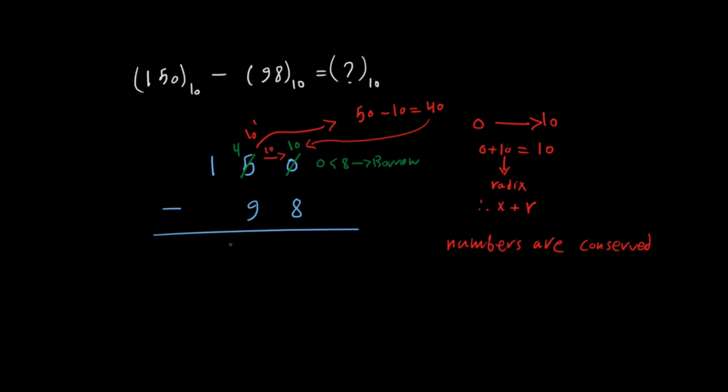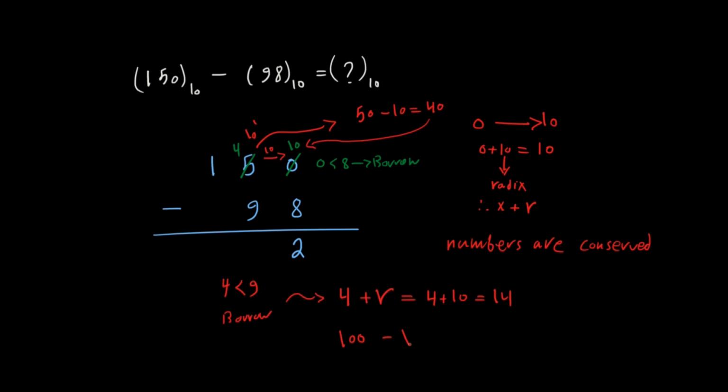Now we have 10 minus 8 equals 2. Then we continue, 4 minus 9, but 4 is less than 9, so we need to borrow here. Same thing here. 4 plus r equals 4 plus 10, which equals 14. And the lender digit goes 100 down given its positional multiplier.